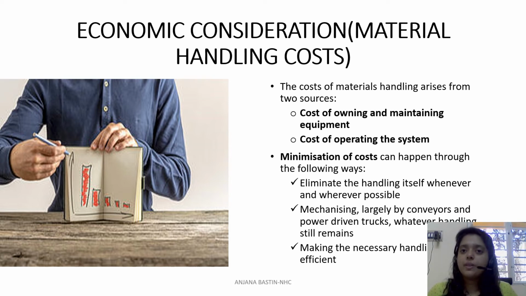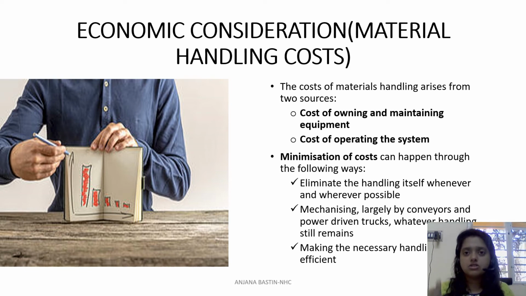So when you try to analyze what is the cost of owning or maintaining the equipment, in other words, what is the purchase cost of the equipment and what are the fuel expenses and all that. That is one type of cost. The second cost is how to operate the system. How efficiently can it be operated, whether it is doing the task it is supposed to do, whether it is being effectively utilized and all that.